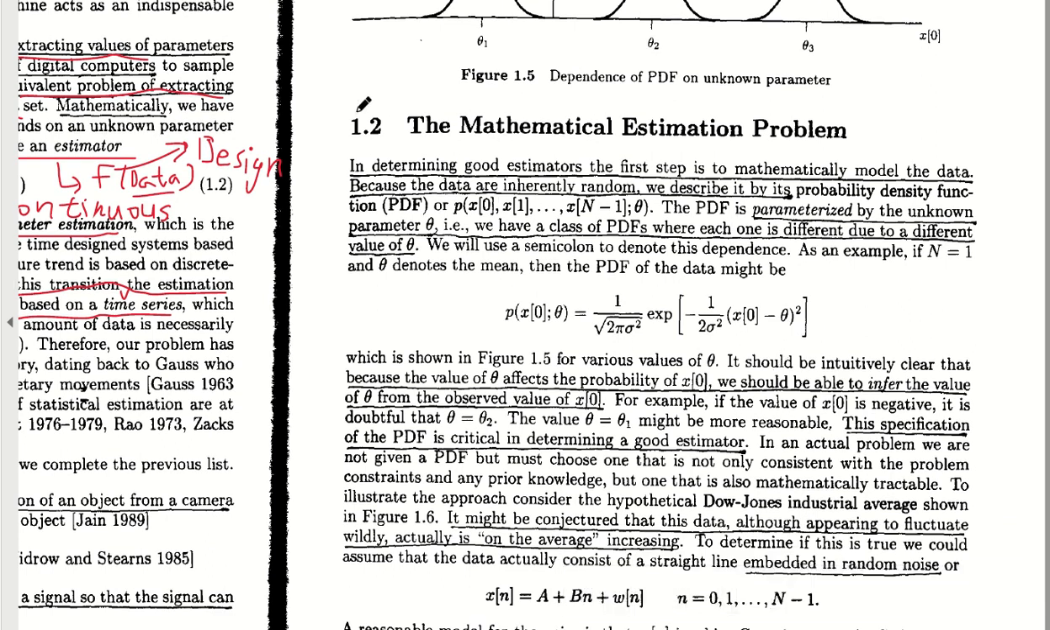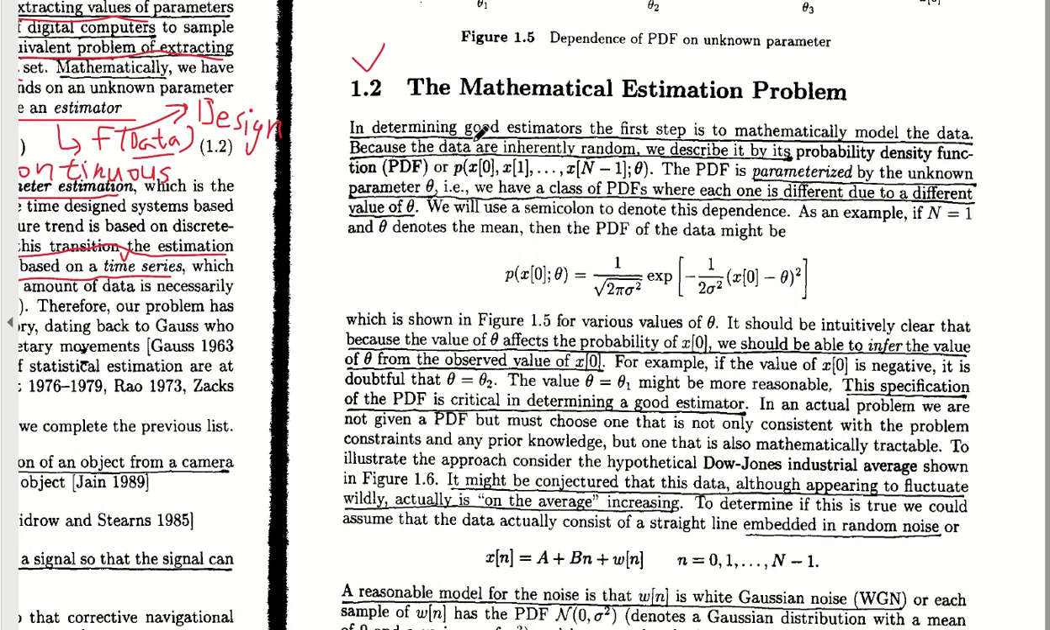Okay, so now we move to 1.2, the mathematical estimation problem. In determining good estimators, the first step is to mathematically model the data. Because the data are random, we describe it by its probability density function, PDF, p(x0, x1, all the way to x_{N-1}), and then its condition on theta. As we said before, it has to be dependent on the parameter of interest. If they are independent, then we will not be able to infer any information.